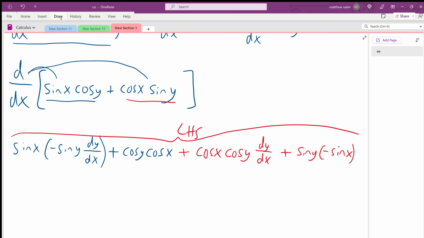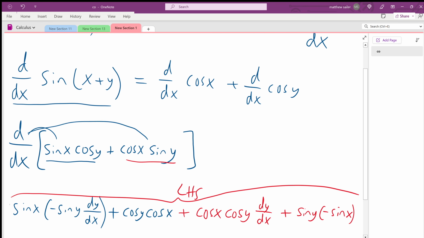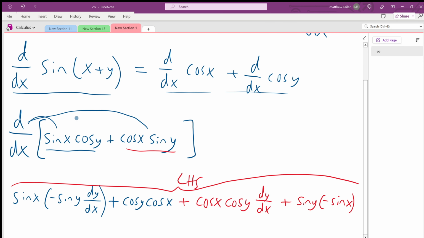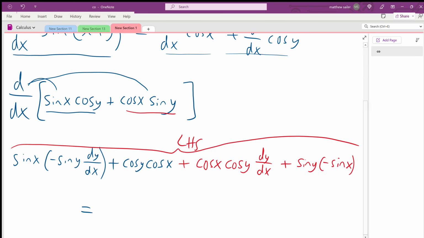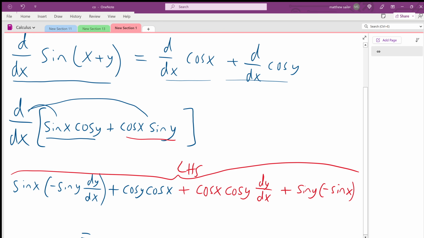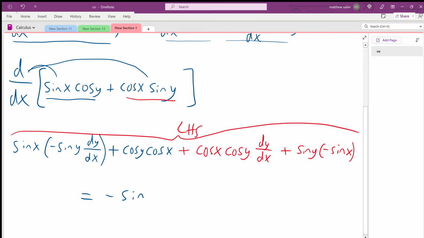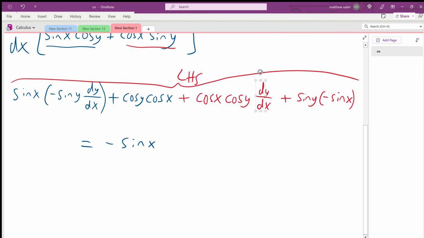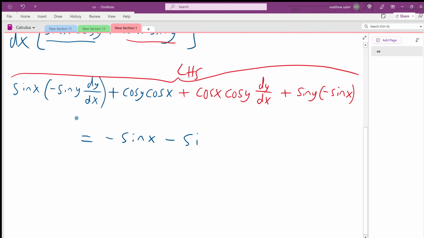Now we can move on to the right-hand side. I'm going to switch my color back to blue. So now we can focus on this here. This is a lot easier to do because it's just two individual pieces. So all of this down here below is going to equal the derivative of cosine of x, which is negative sine of x, plus the derivative of cosine of y, which is negative sine of y dy dx. Alright, so this is our massive function now. This is the right-hand side.